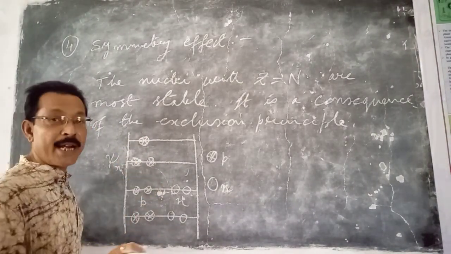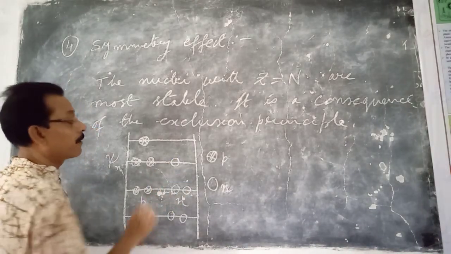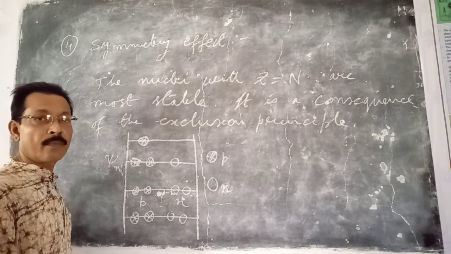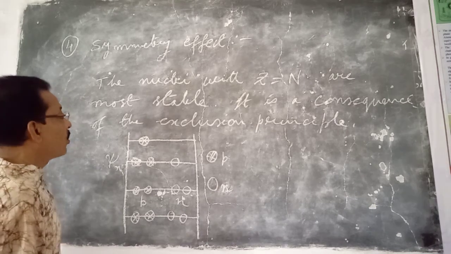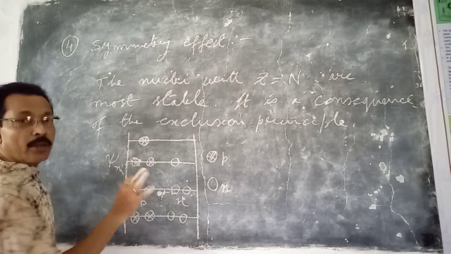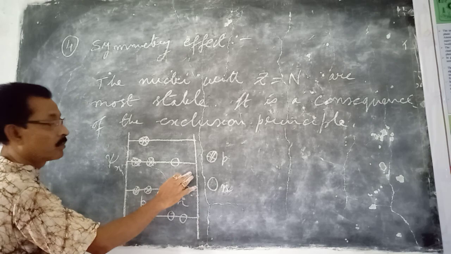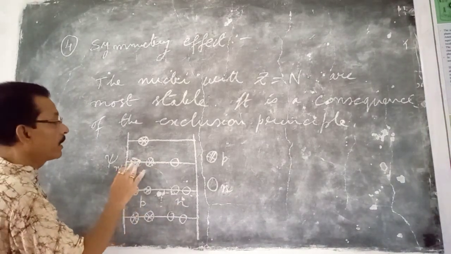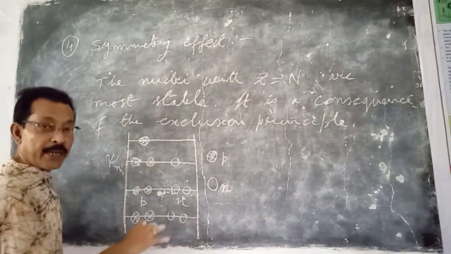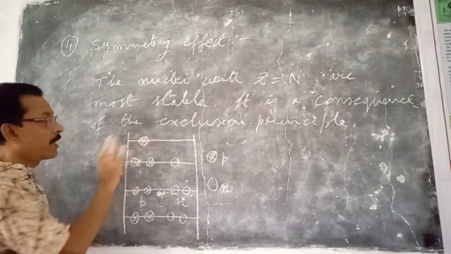But if we want to add a neutron, no problem, it comes here. So, these two nuclei, if you consider the same nuclear number A, this one has the lowest binding energy compared to this one. Okay.